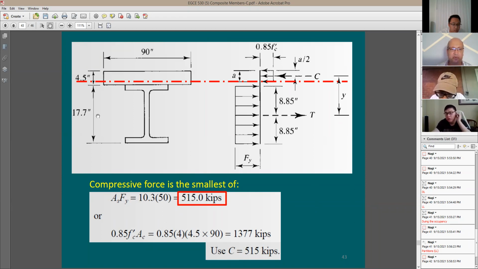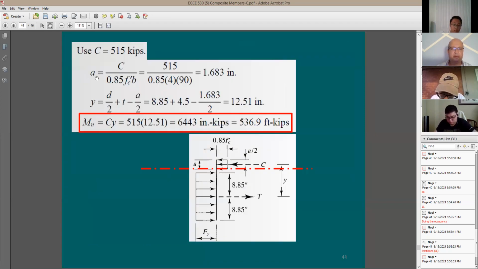Let's take 17.7 divided by 2, 8.85, plus 4.5. You go to the top of the slab, go down by a over 2. So I need to find this a, the compression block depth. How do you find it? You set tension equal to compression, the same equation of the concrete that we keep on using. It's going to be 1.68. Now here's the Y distance based on the formula I just discussed. It's going to be 12 inches.